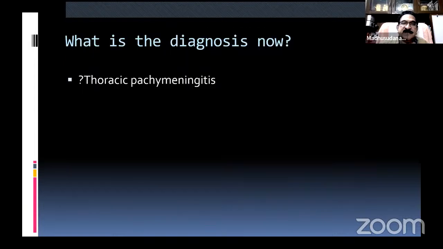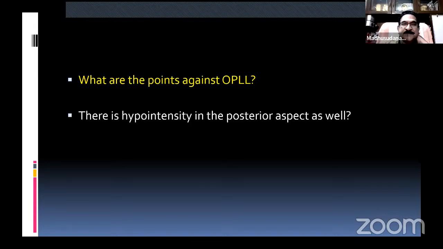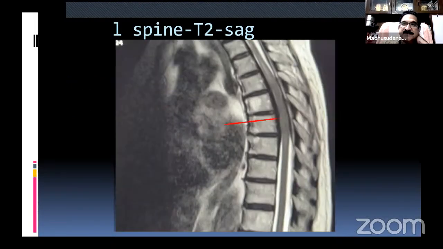But more interesting, what is the diagnosis now? Thoracic pachymeningitis. Okay. Or OPLL, thoracic, but again unlikely. Why is OPLL unlikely now? The posterior part, calcification could happen. Posteriorly it is there, sir. Correct. Yeah, there's hypointensity in the posterior aspect also. It's surrounding the cord. I'll show the picture once again. See this present posteriorly. That cannot occur with OPLL.